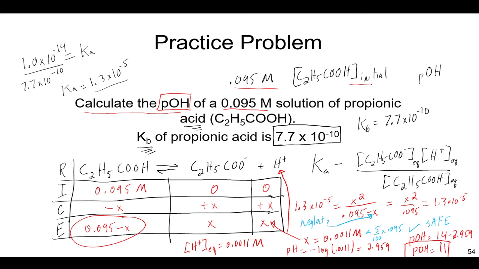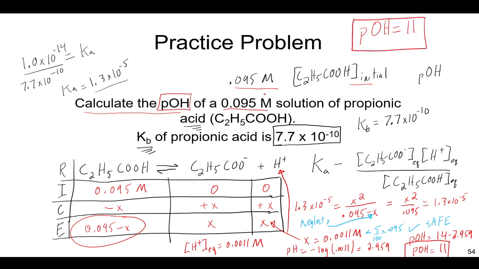We can have the conceptual check. We know for a weak acid, we should get a pH less than 7, we did, and a pOH greater than 7, which we did. Okay, so the final answer here again should be pOH equal to about 11.